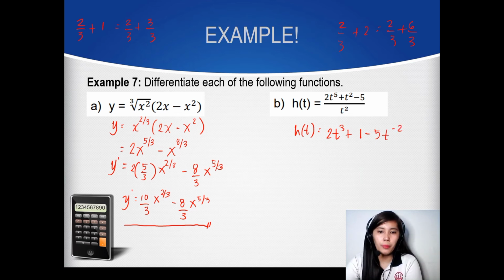Then we'll proceed with the derivative. So h prime of t is equal to 6t squared. Then derivative of 1 is 0, so no need to write. Then negative 5t raised to negative 2. Derivative is equal to 5 times 2, that is positive 10, t raised to negative 2 minus 1 is negative 3. So this is our answer.